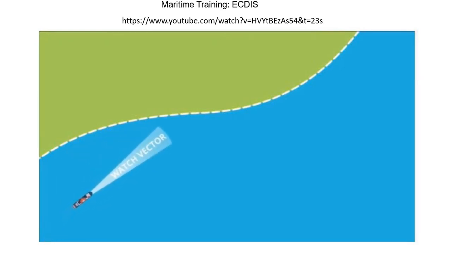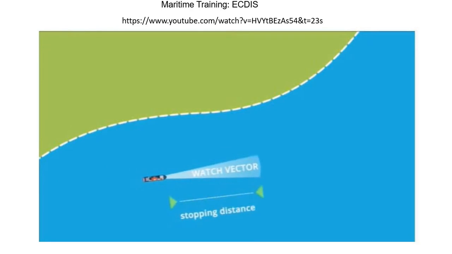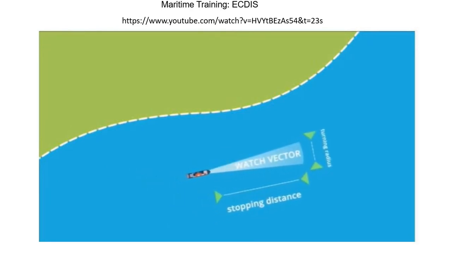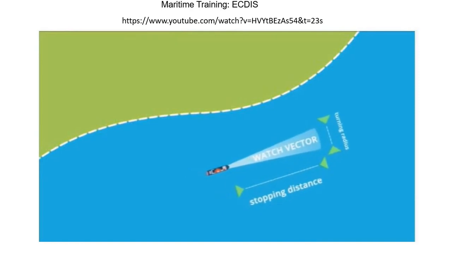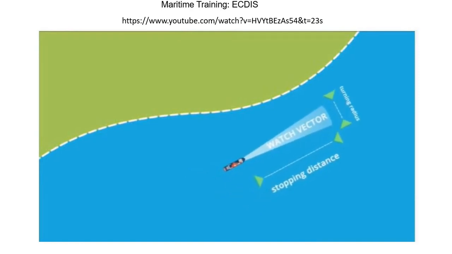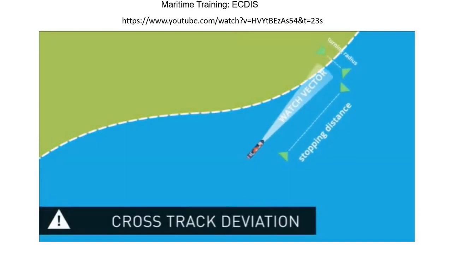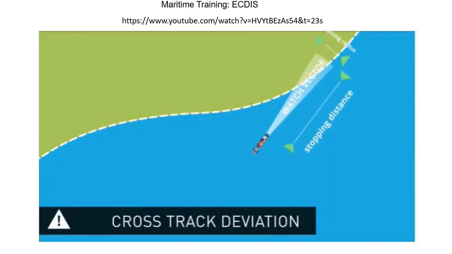The watch vector is also known as the anti-grounding cone or look-ahead setting, and is based upon the stopping distance and turning radius of the vessel. The watch vector defines the area in which ECDIS will alarm should the vessel approach a navigational hazard. Without this setting, the ECDIS will provide no advance warning.